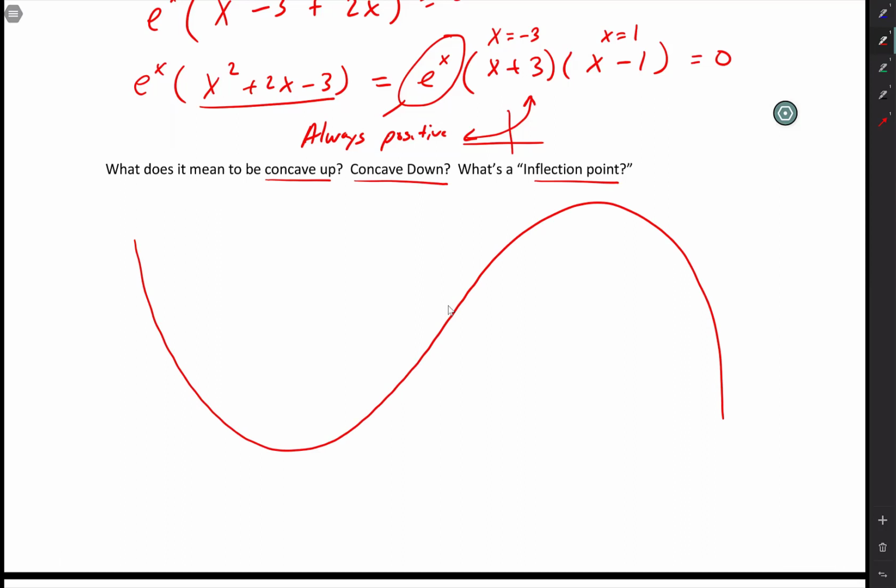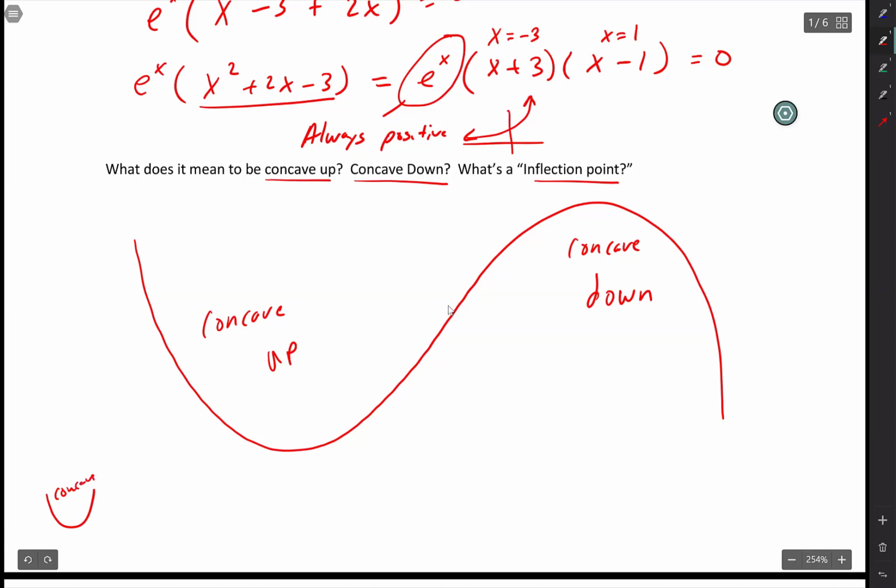Concave up, obviously, is this part right here. And concave down is this one. And you guys know that in case you need a better visual, this is concave up. This is concave down. And a point of inflection or an inflection point is right there.